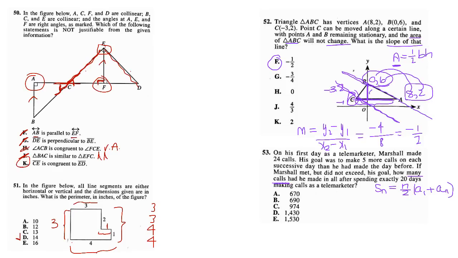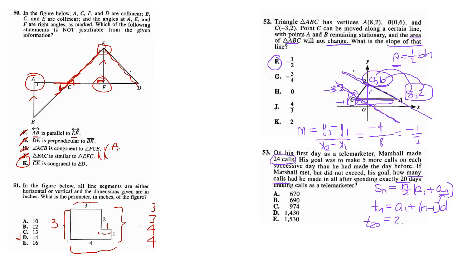But then I need to know a way to figure out, well, what was that very last amount? That last term is going to be your first term plus the number of terms minus 1 times how this is changing each day. So the first thing we need to do is probably find that last term, because we know the first term, because we know on the first day he made 24 calls. And we know we're spending 20 days. So really I need to know, well, what is that 20th term?